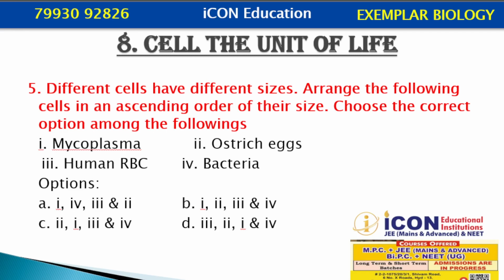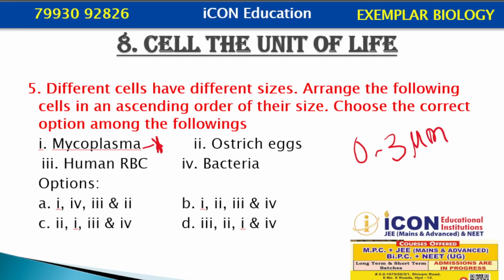Question number 5. Different cells have different sizes. Arrange the following cells in an ascending order of their size. Choose the correct option among the following. Ascending order means you have to go from the smallest to the largest. So we know that among these options, Mycoplasma is the smallest, because Mycoplasma measures nearly 0.3 micrometer in diameter.